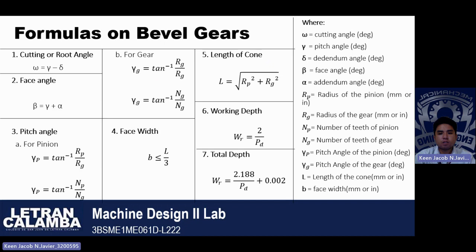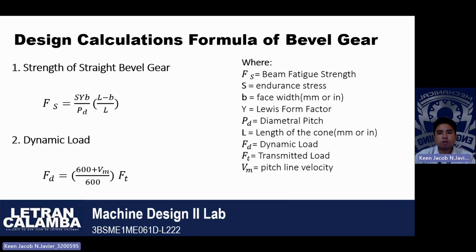The sixth one is the working depth. WR is equal to 2 over PD. The seventh is the total depth. WR is equal to 2.188 over PD plus 0.002. It's an empirical formula. For the design calculations of bevel gear, first one is the strength of straight bevel gear. Fs is equal to S Y B over PD times L minus B over L. Second is the dynamic load. FD is equal to 600 plus Vm over 600 times FT.